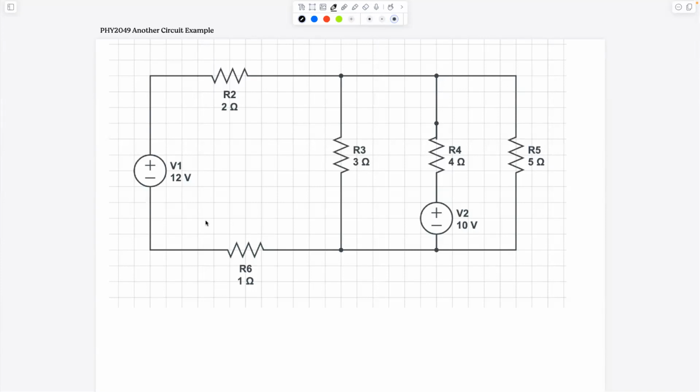Remember, it never matters if you end up putting your currents going the wrong direction. If you end up with a negative current at the end, that means you got that current, the one that's negative, pointing in the wrong direction in your picture. And you go, oh, I guess I had that backwards, and you move on with your life. You just make it positive.